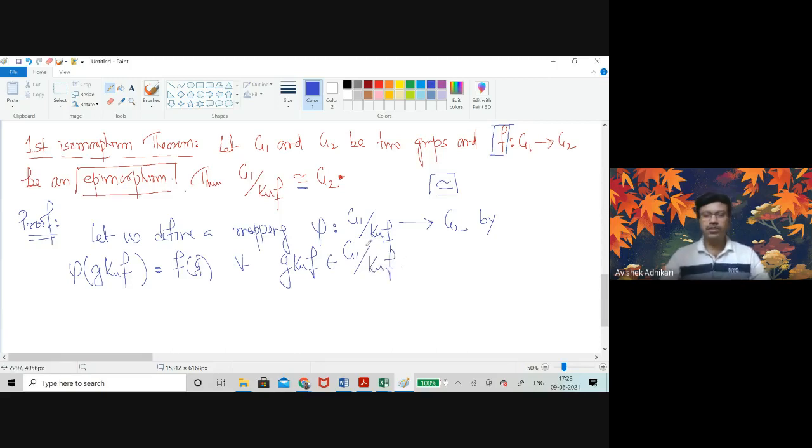So, what we need to prove is that phi is well defined, phi is bijective, and phi is also a homomorphism. If we are able to prove all those things, then we are basically done. Then we are able to show that there exists a bijective correspondence between this and this, or you may say that there is an isomorphism from G1 quotient kernel of F to G2.